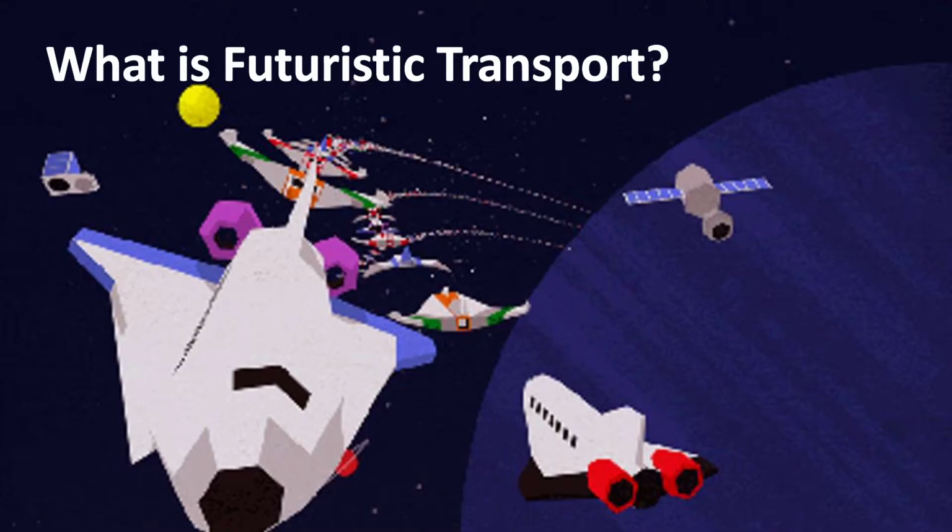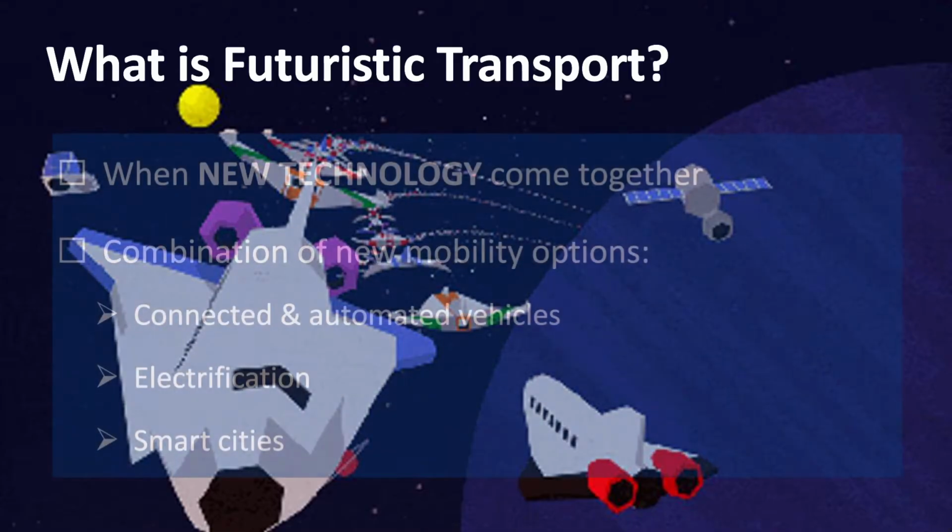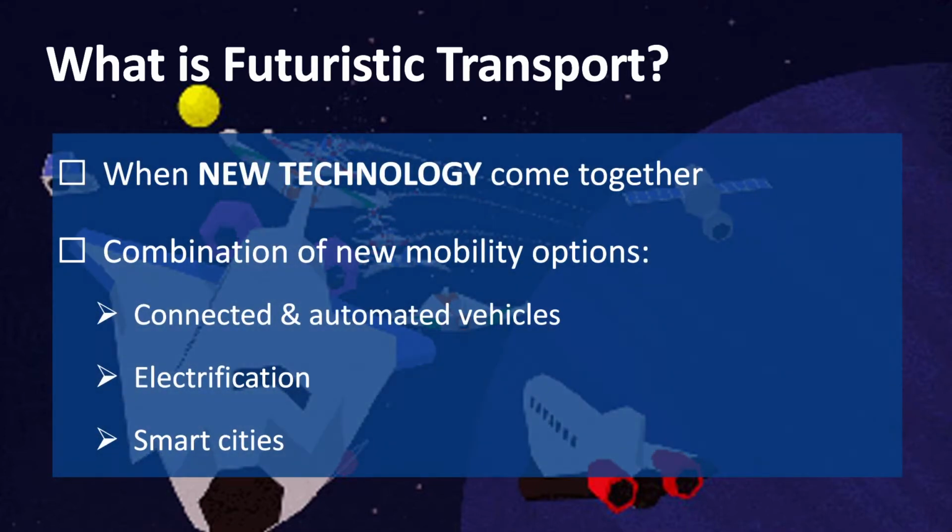So what is futuristic transport? It is basically a coming together of new technologies for the future. What we see is basically combining new mobility or movement options, whereby we see a lot of future vehicles with connected and automated parts. You don't need people to manually control them. They could be worked by themselves, like a machine, like a robot. Electrification: we don't need petrol and gas anymore. Everything is electrified. And even smart cities: cities themselves can control the vehicles and transport.